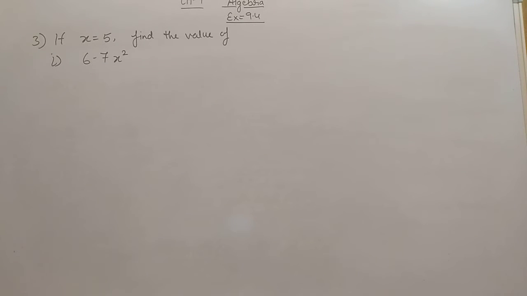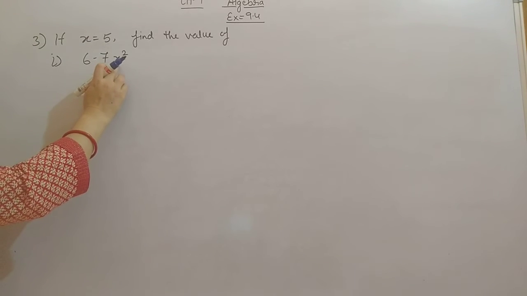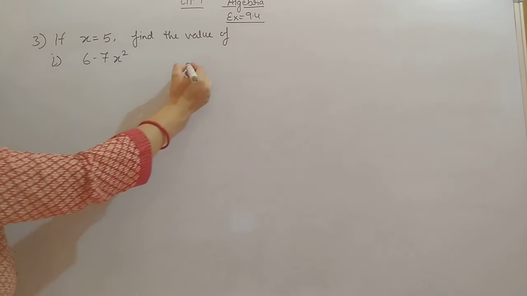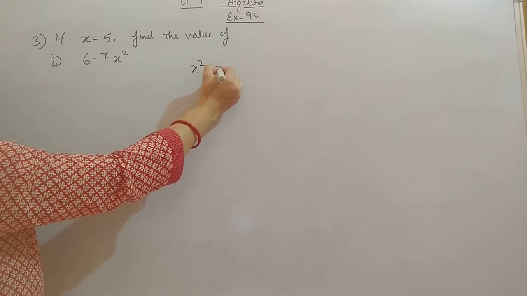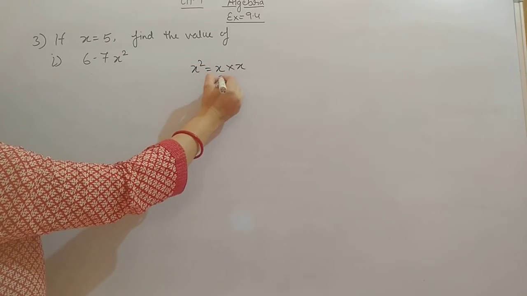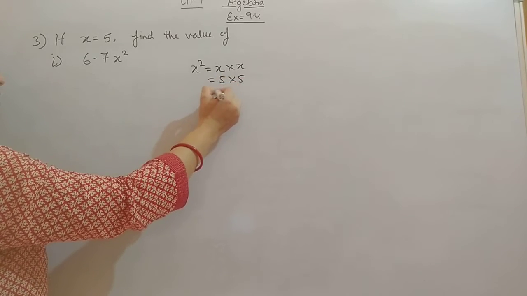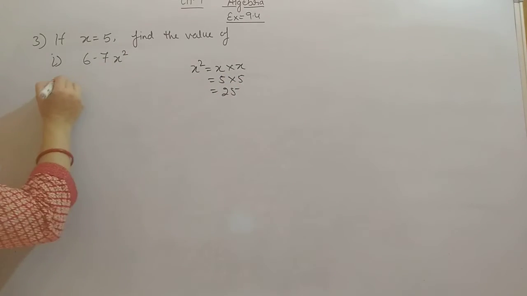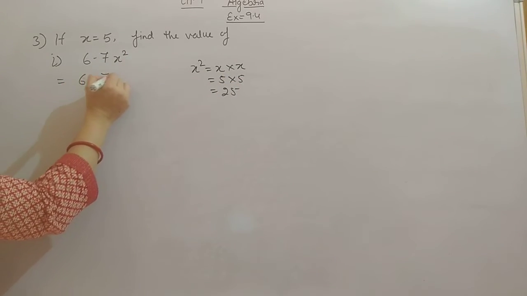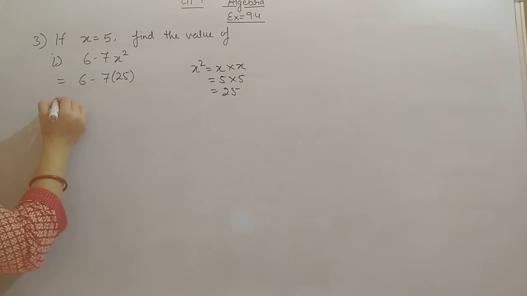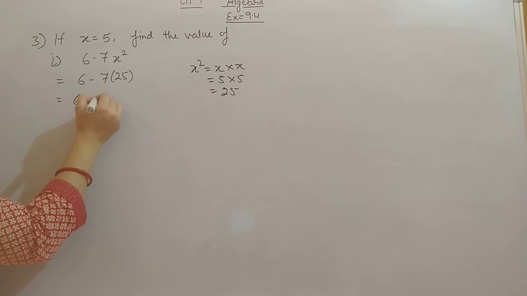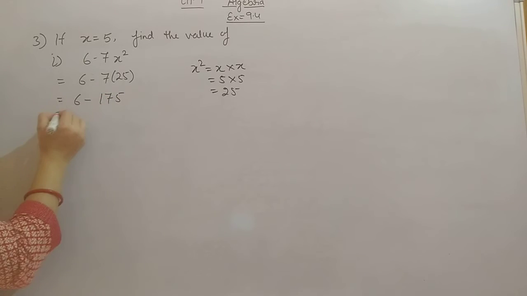Next question number 3, first part. If x is equal to 5, find the value of 6 minus 7x square. So we have to put here x square value. X square means x multiplied by x. 5 multiplied by 5, which is equal to 25. Now you can substitute 6 minus 7 into 25. So 7 into 25 is equal to 175.